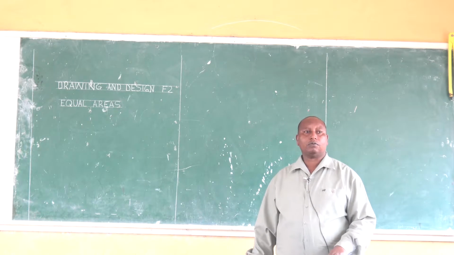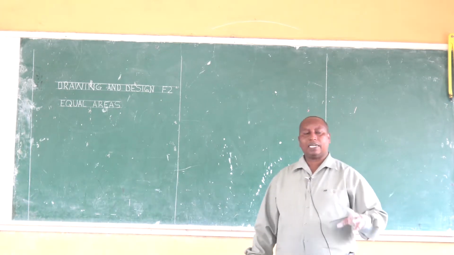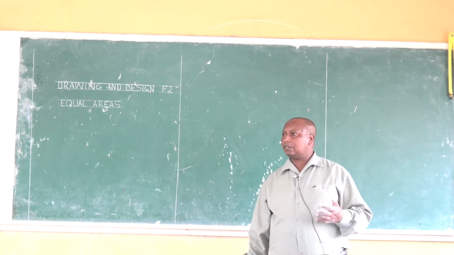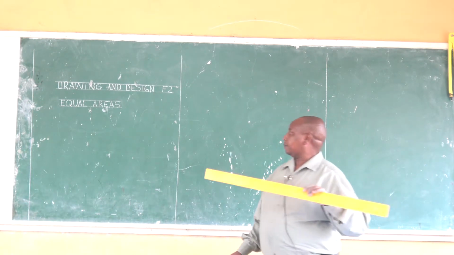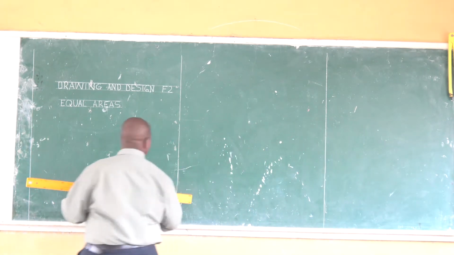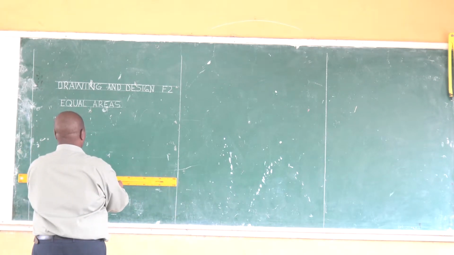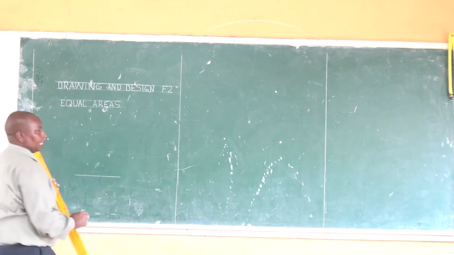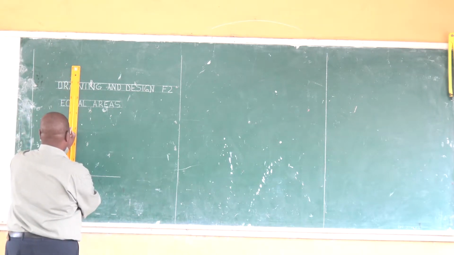We are also going to draw a rectangle equal in area to that triangle, and also a square equal in area to the rectangle. So we are going to start by the construction of a pentagon. Let's have the side of the pentagon as 3 centimeters.